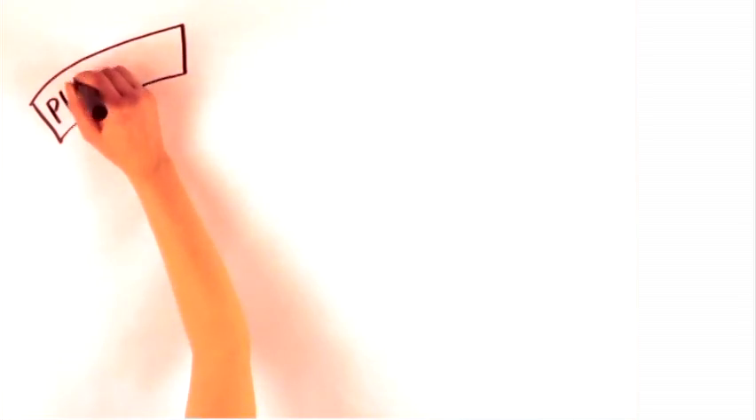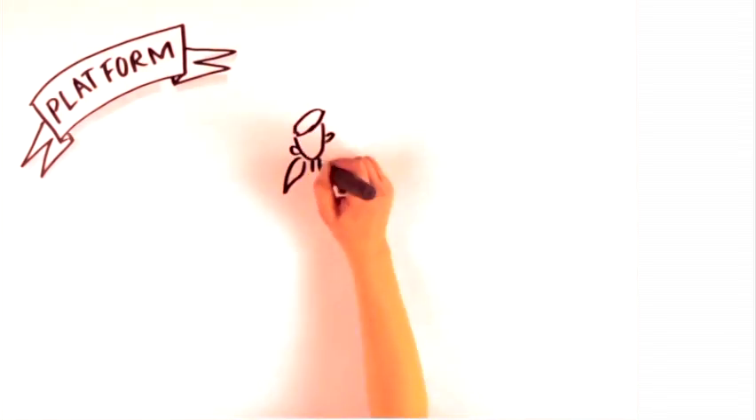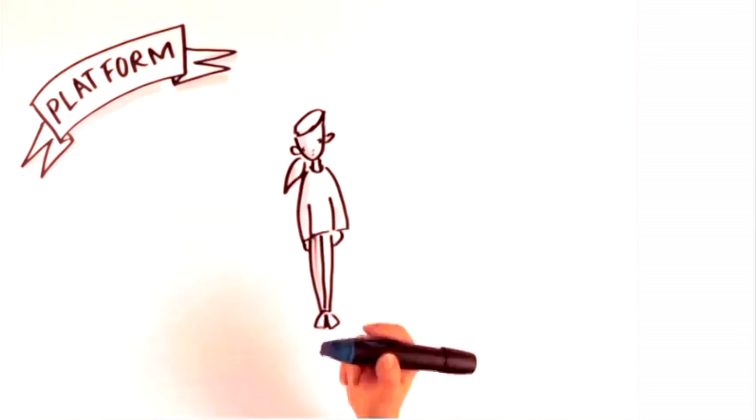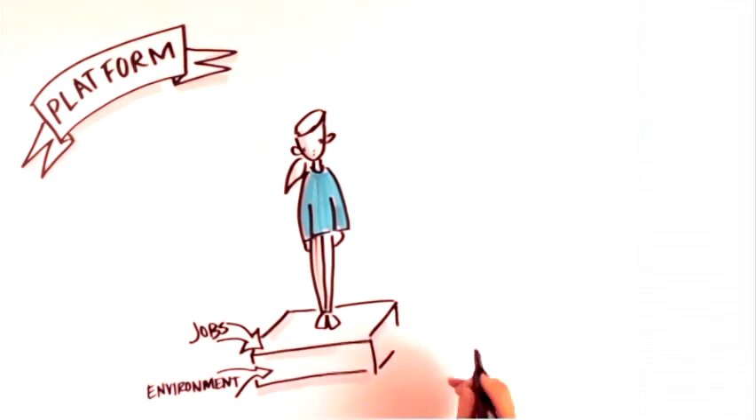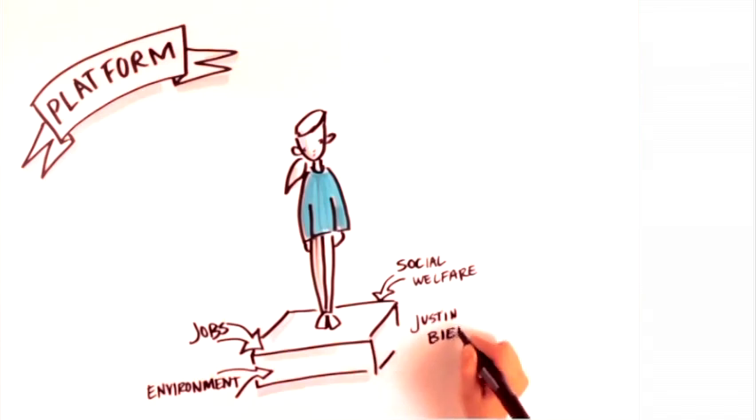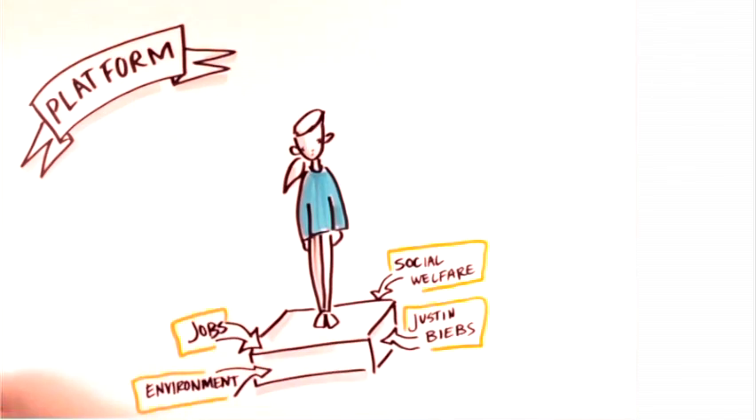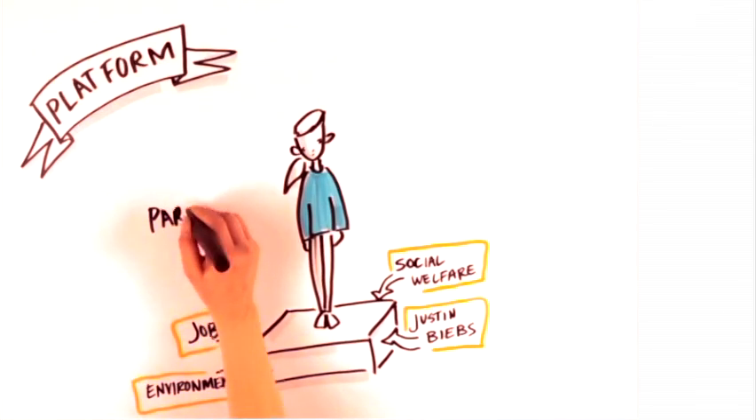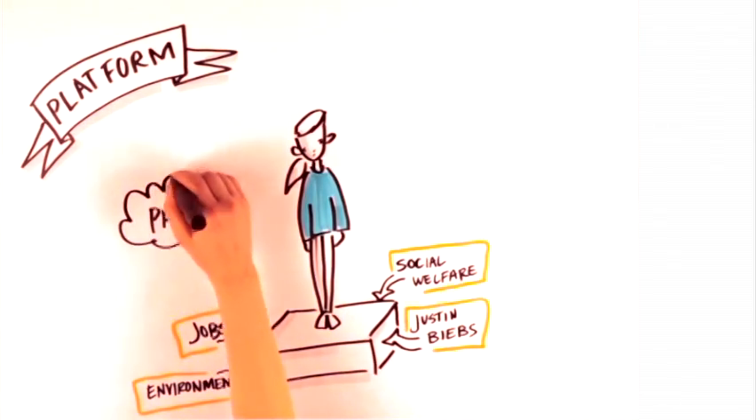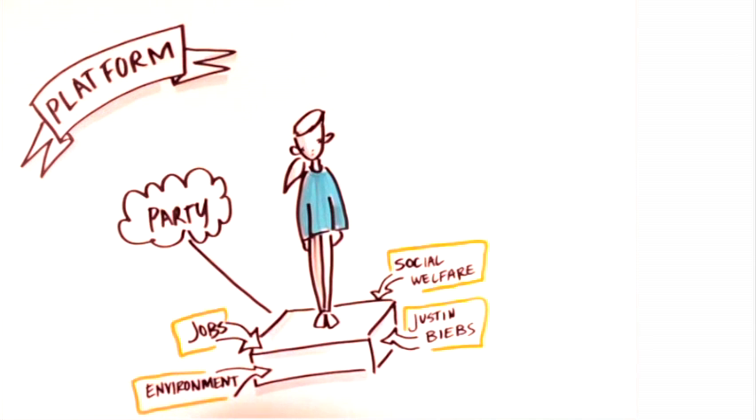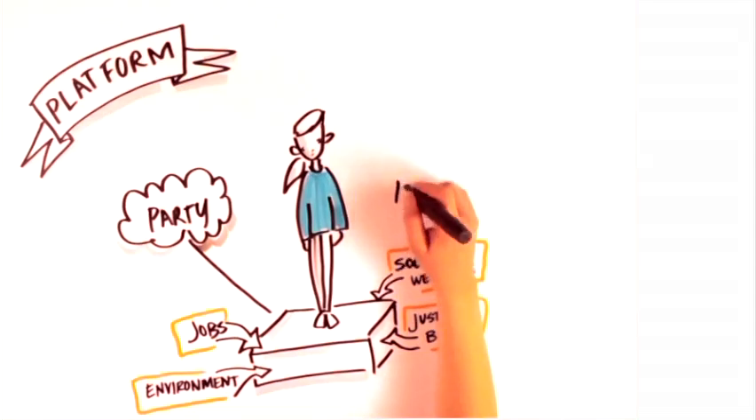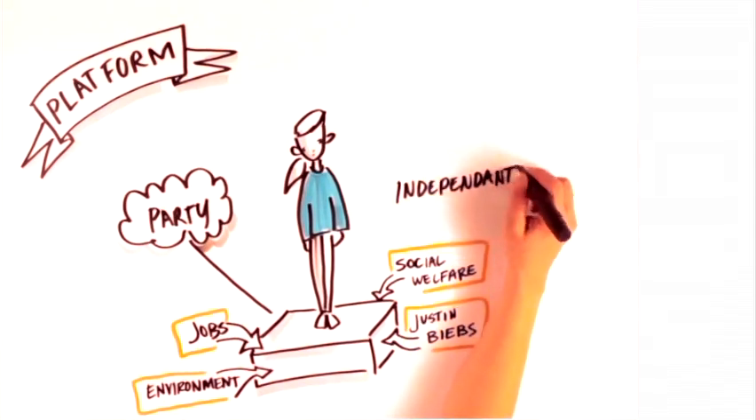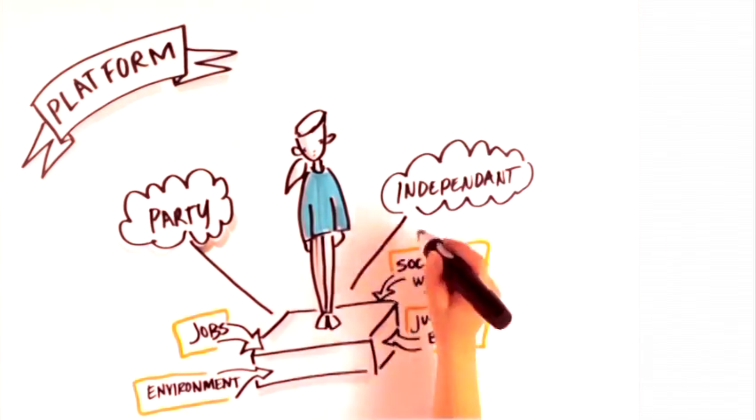Your platform is what you pledge to do if you get elected. It tells people where you stand on important issues like the environment, jobs, social welfare, or whether Justin Bieber's Canadian citizenship should be revoked. If you belong to a party, the party leadership determines your platform for you, and it is the same across the country. Ideally, this is based on the values of party members like you. Ideally. If you're running as an independent, your platform can be whatever you like.